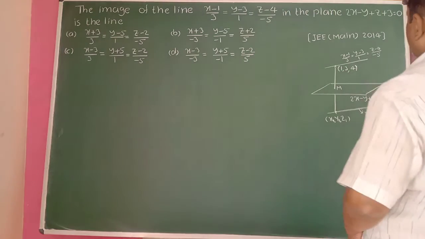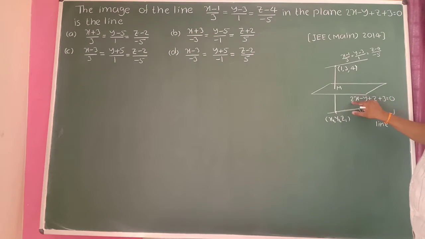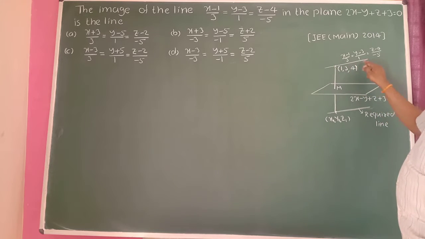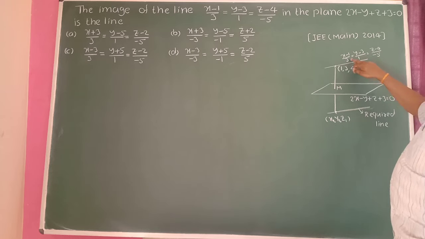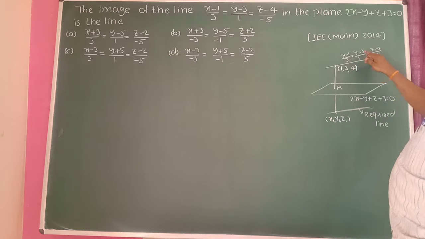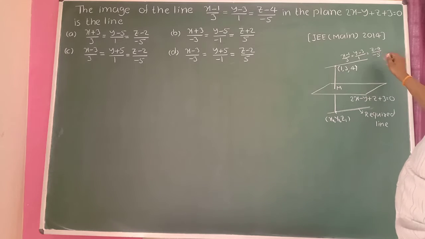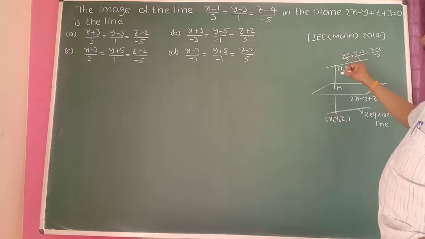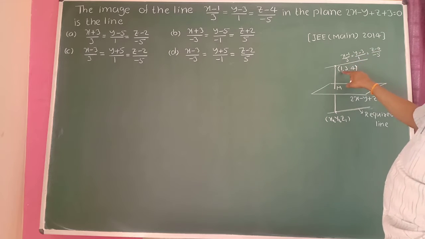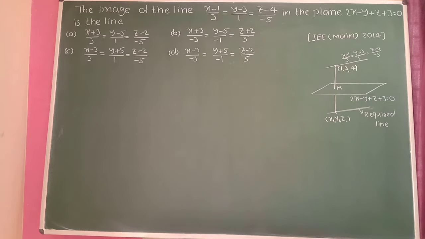Consider this is the given plane. The equation they have already given, 2x minus y plus z plus 3 equals 0. And this is the given line, whose equation is (x minus 1)/3 equals (y minus 3)/1 equals (z minus 4)/(minus 5). This line passes through the point (1, 3, 4). Then this is the required line, the image of this line on the plane. So this is the image of the line here.